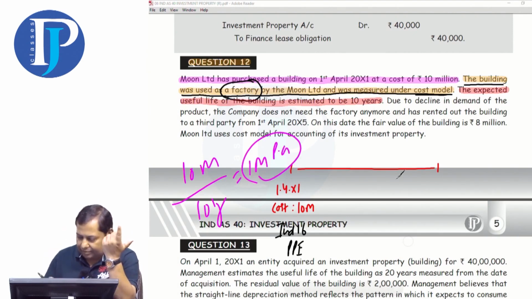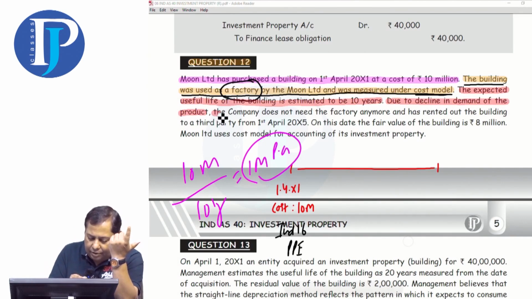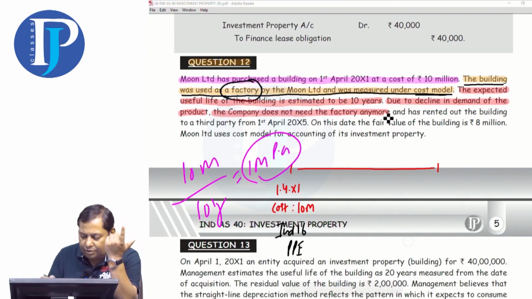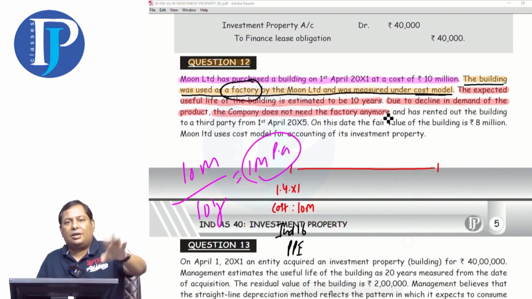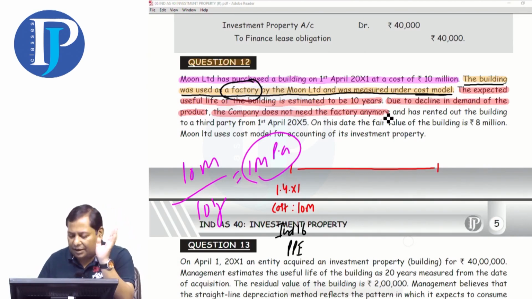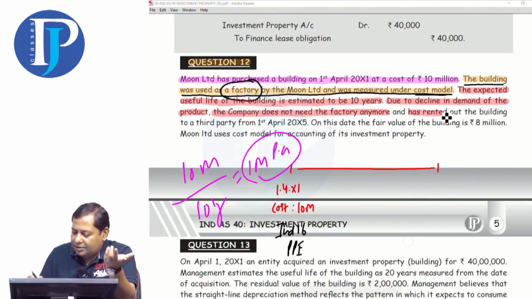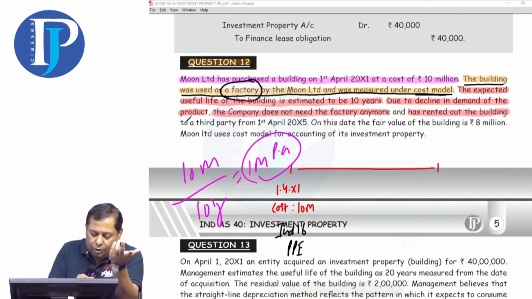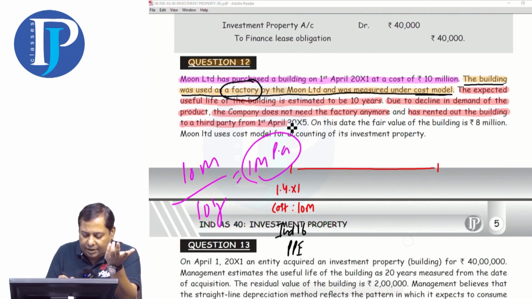Due to decline in demand of the product, the company does not need the factory anymore. The factory is not needed because the demand for the product has decreased, and the company has rented out the building to a third party from 1st of April X5.